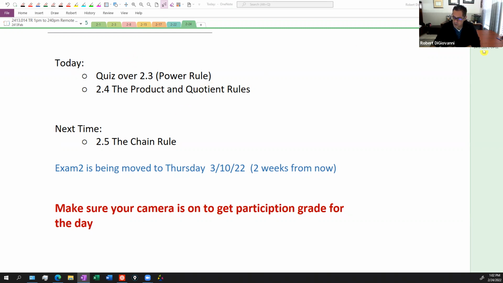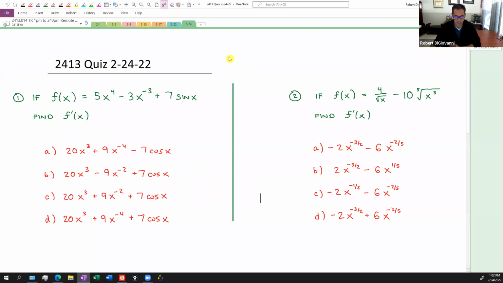So here's the quiz. Can everybody see that okay? For each of these functions, I want you to find the derivative applying the power rule. Enjoy.